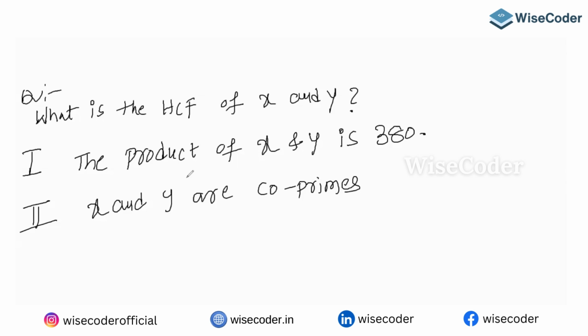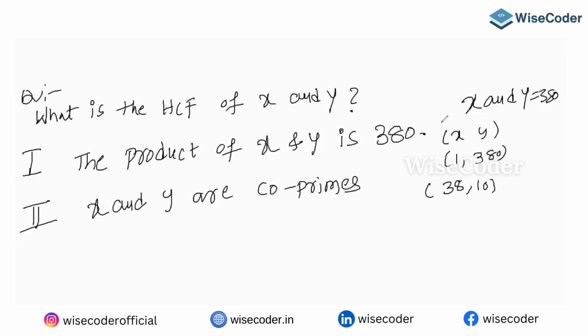What is statement 1 saying, guys? From statement 1 alone, the product of X and Y is 380. X is multiplied with Y. The product of X and Y is what, guys? 380. So you can take the pair 1 comma 380, yes or no, or you can take 38 comma 10.